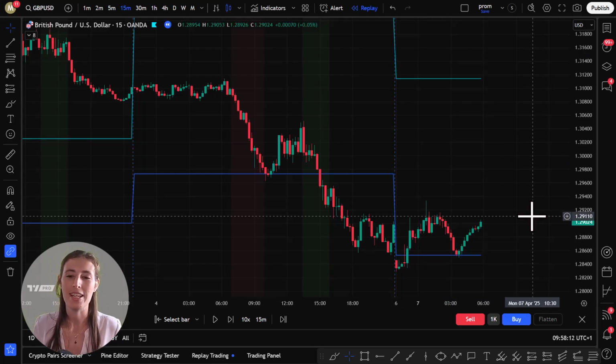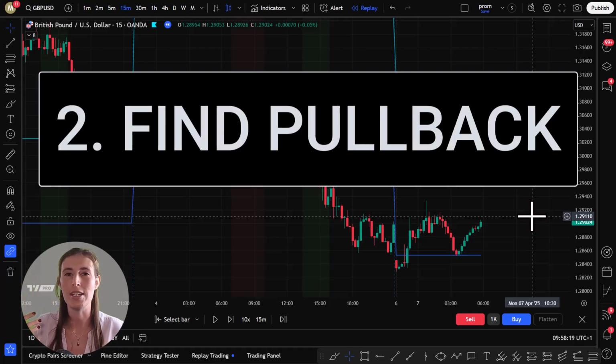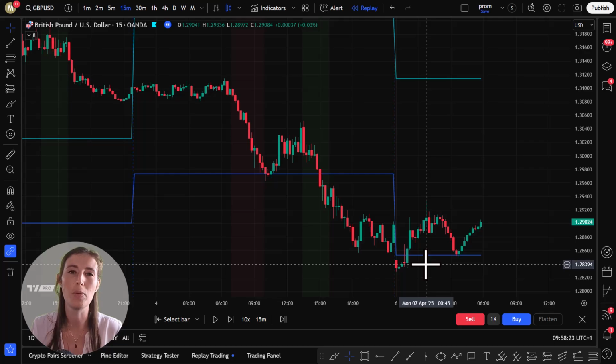But the big question is where to get in. Well, this moves into step number 2, which is to wait for a pullback. We don't want to get short at the bottom of this move. We want to wait for price to pull back. But you may be wondering, well, where does it pull back to? Where is the best place to get in?